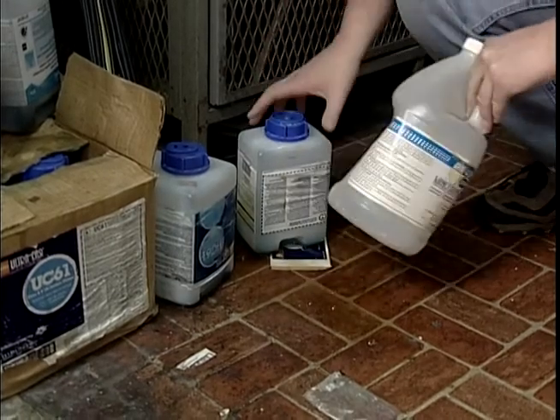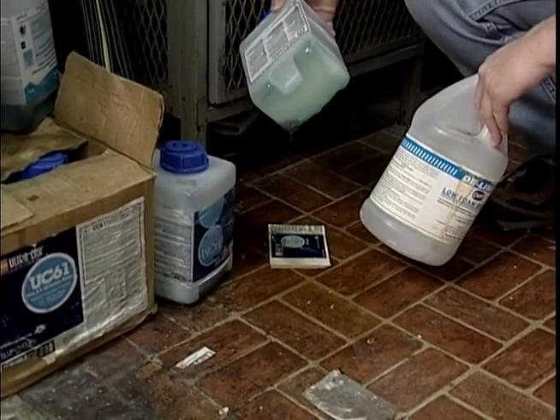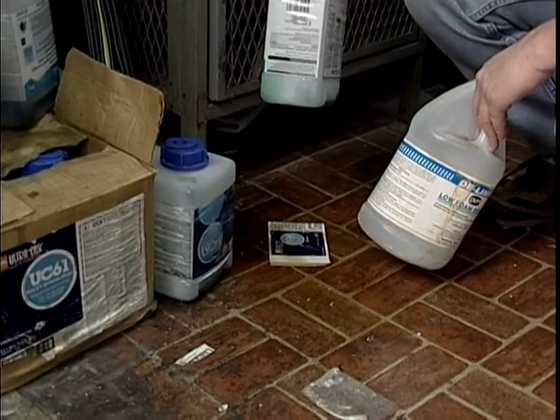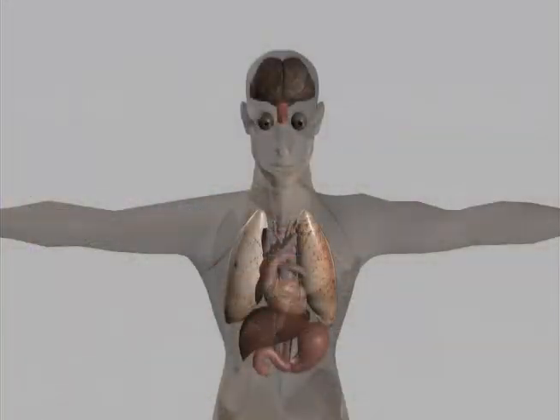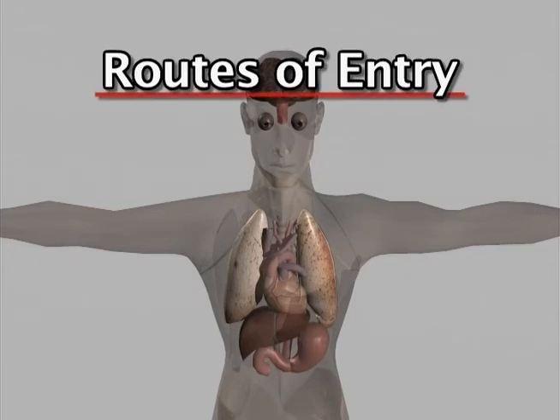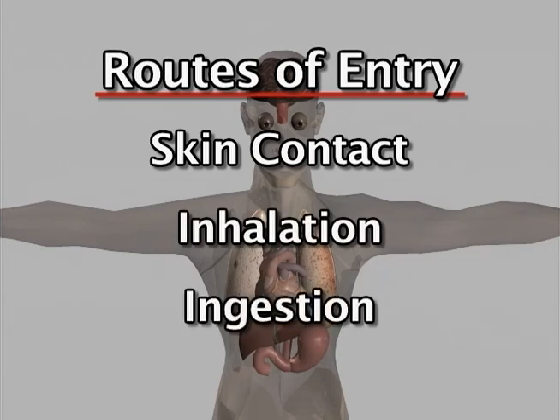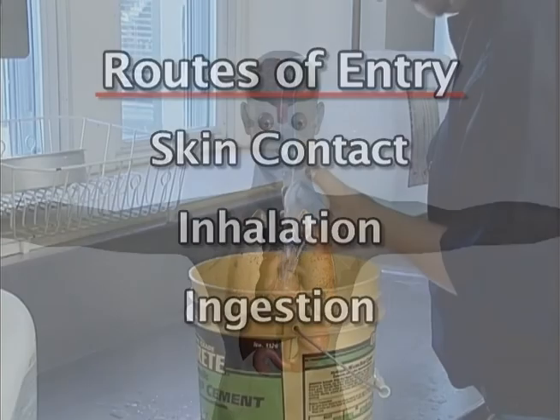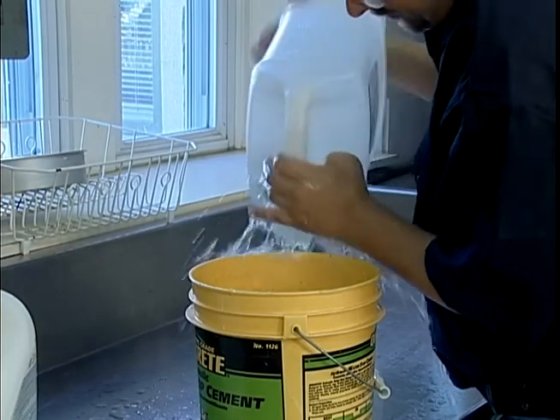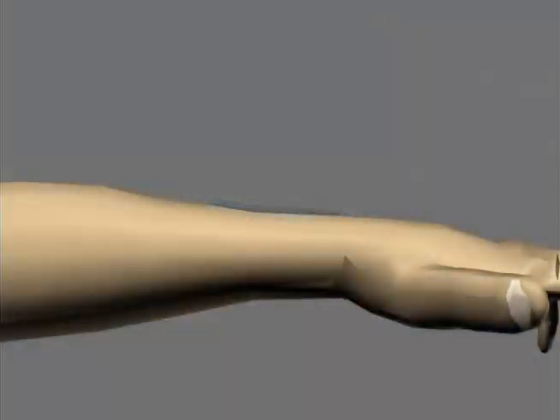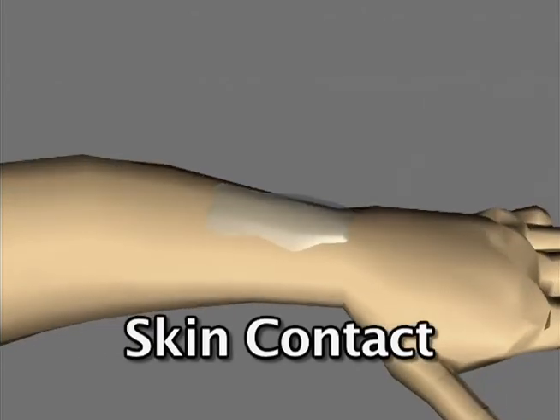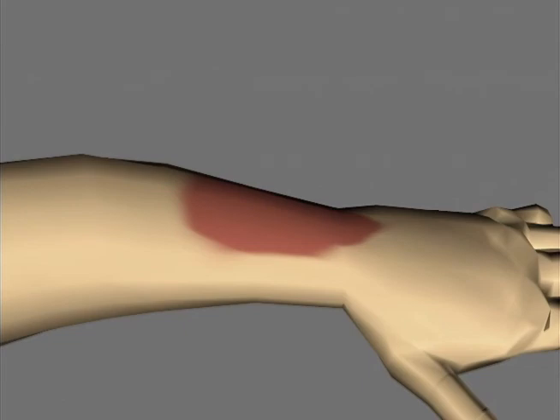In spite of all the precautions we take, accidents do happen, and we may be exposed to a hazardous chemical. The ways a substance can get into your body are called the routes of entry. They include skin contact, inhalation, and ingestion, and you need to know what to do in case of any exposures. Solids, liquids, and gases can all be absorbed through the skin. But liquids pose the biggest threat because they are the most easily absorbed.